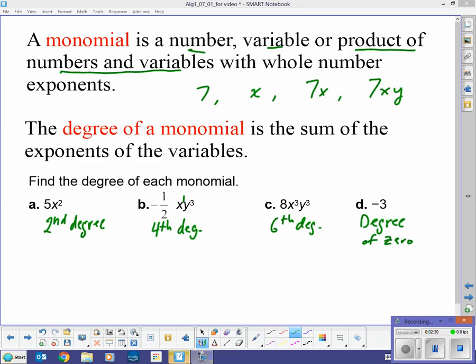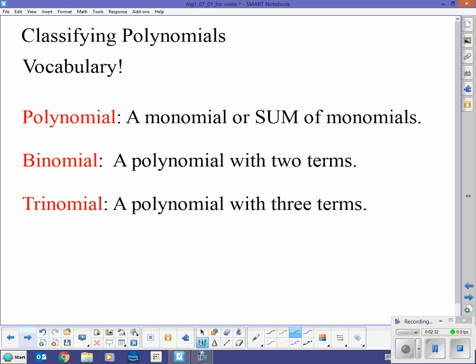More vocabulary. To classify polynomials, we've got 3 terms that have to do with the number of terms in a polynomial. And actually, the first one's kind of general. Polynomial, poly, of course, the prefix means many. So in this case, we use the term polynomial to represent any monomial. It could be a monomial by itself or the sum of monomials. So any number of monomials added together is considered a polynomial.